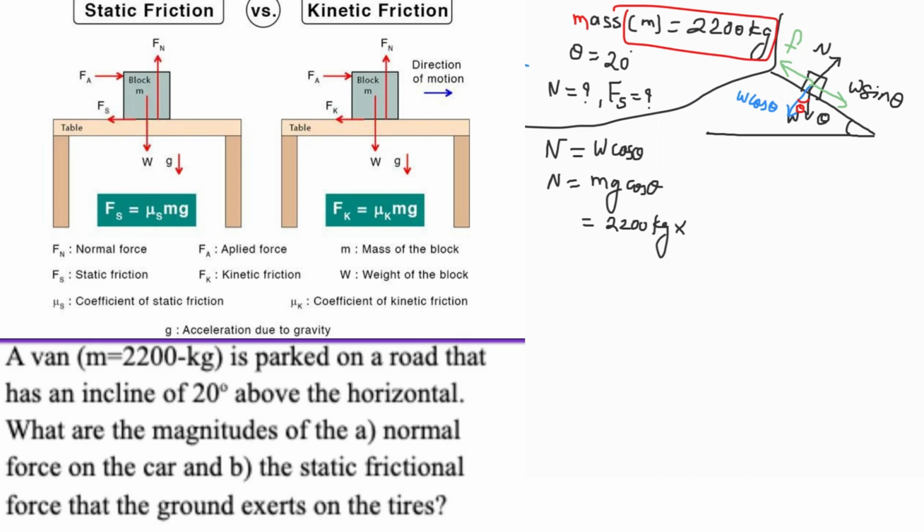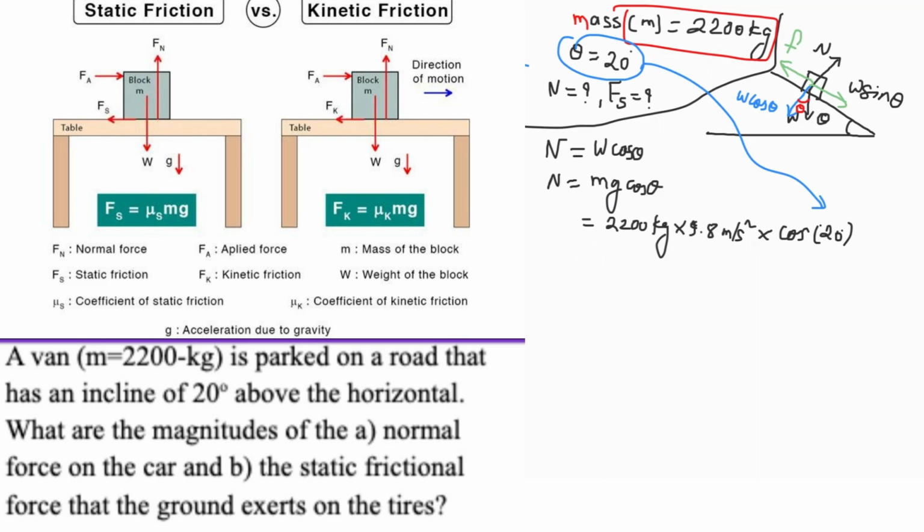Multiplied by acceleration due to gravity, 9.8 meters per second squared, times cosine of theta. What's the theta value given to us? The value of theta given to us is 20 degrees. Let me write that 20 degrees here. Okay, let me try to solve this question on my calculator.